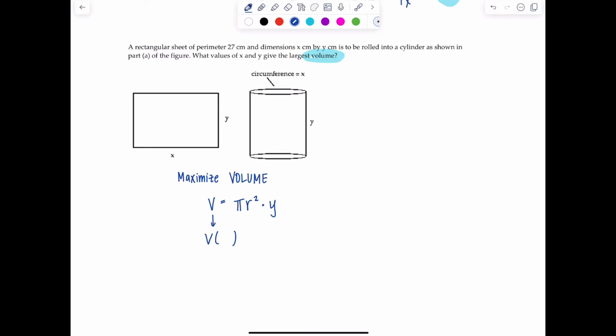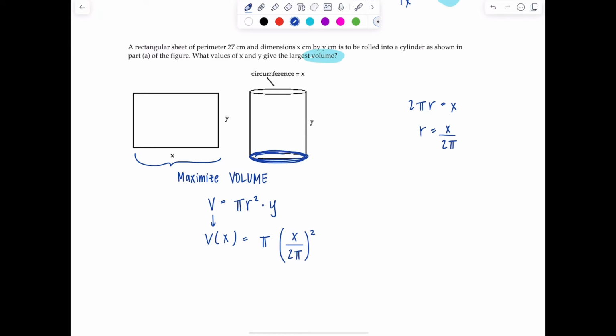Okay, so let's look at the information that was given. I need to somehow eliminate some variables. Well, this part here that determines the circle, that length is x. So x gets rolled up into the circle. Circumference of a circle is 2 pi r. So 2 pi r is equal to x. That means the radius is equal to x over 2 pi. So let me try to write everything as a function of x. That's the goal. I have pi times, instead of r, I'm going to write x over 2 pi squared.